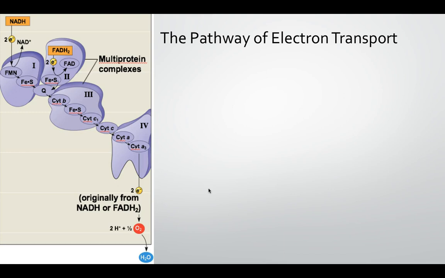Now, this is showing the pathway of electron transport. What you have here are your multi-protein complexes. You have protein complex 1, 2, 3, and 4. Remember, NAD drops off at 1, FAD drops off at 2. FAD is not an integral protein. It is attached to the plasma membrane, but it does not embed through it.